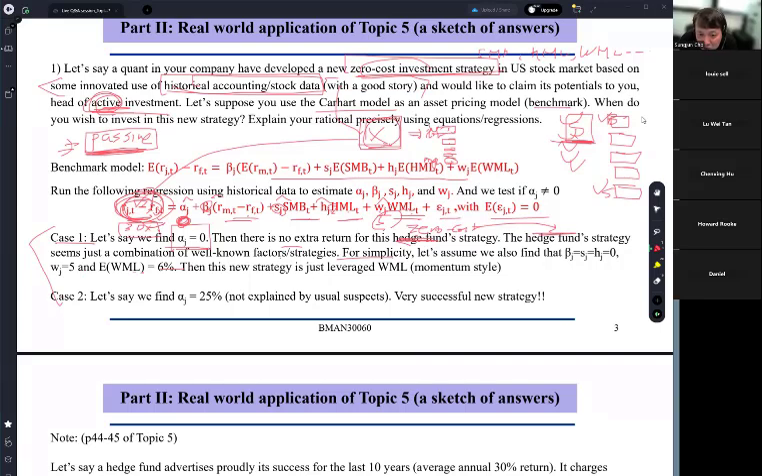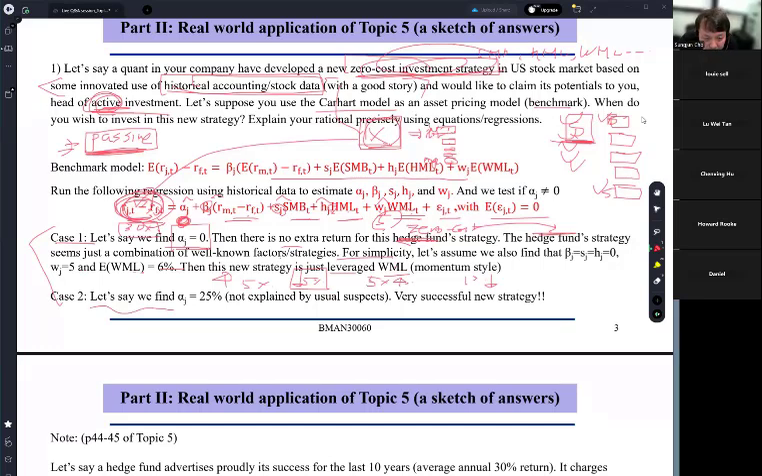What is the meaning of a leveraged strategy? Whenever winner minus loser increases by 1%, this zero cost investment strategy increases by 5 times 1%, a 5% increase. Whenever winner minus loser loses 1%, this strategy will give you negative 5%. This is something like leveraging the winner minus loser. So this strategy is not a new strategy. It's just a winner minus loser strategy. So there's no reason to implement this one. There's no alpha from this one.